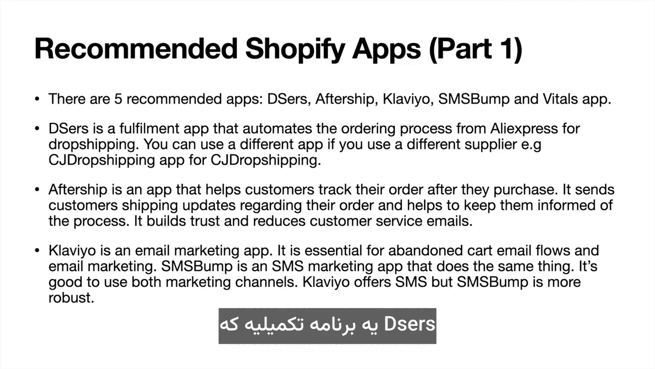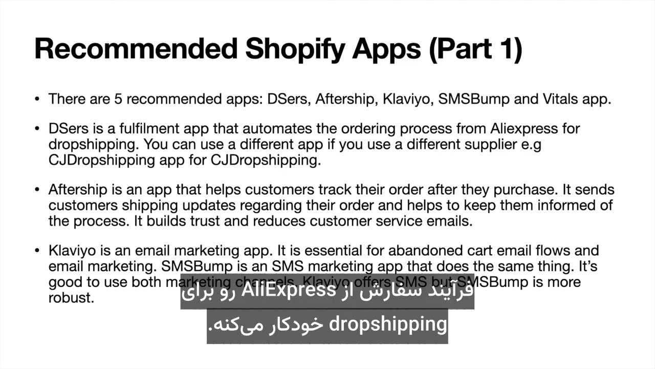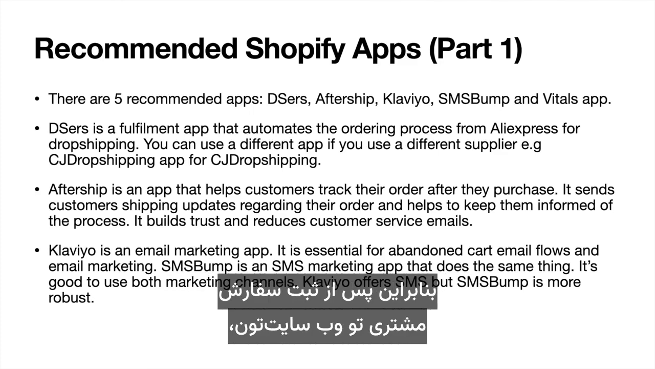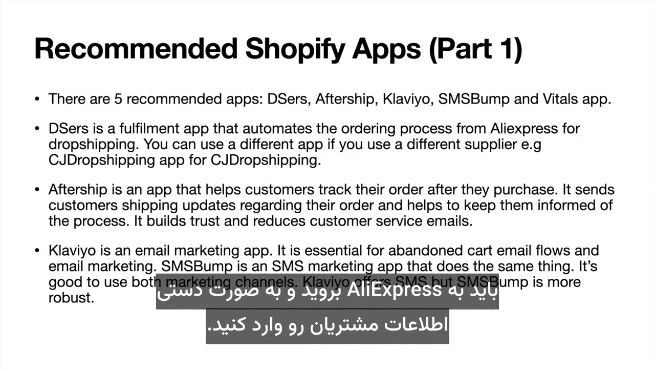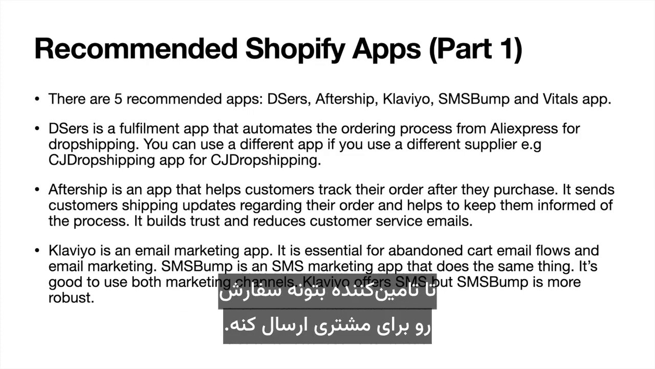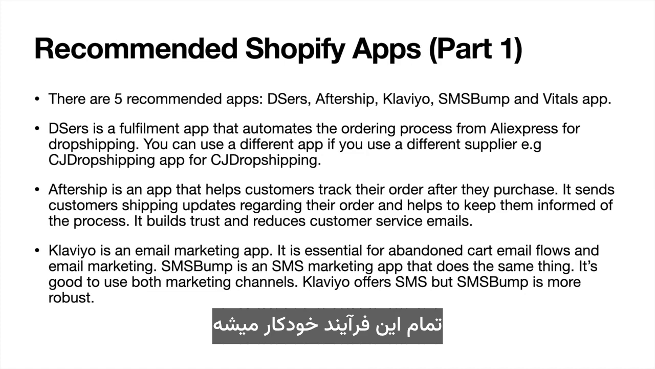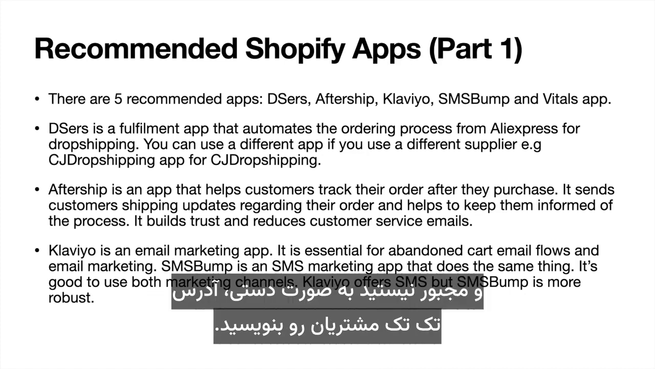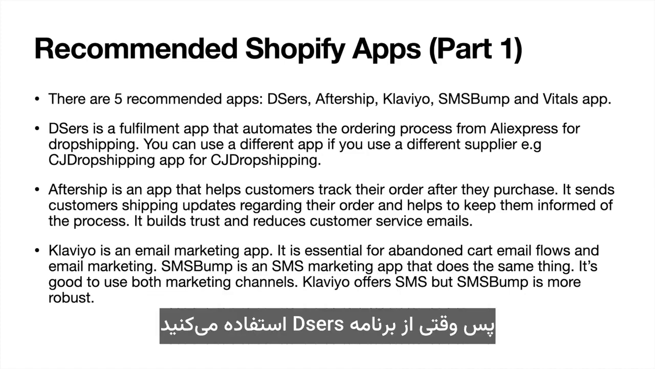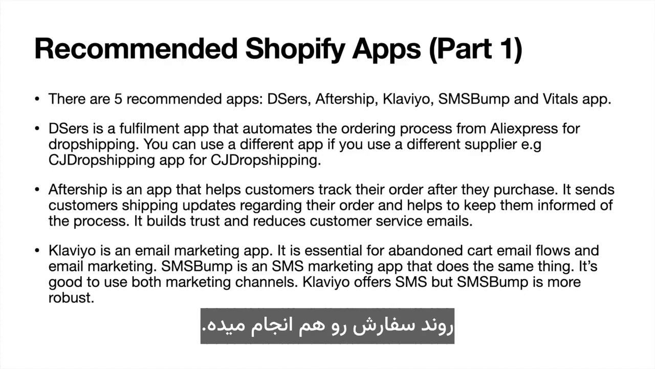Now DSers is a fulfillment app that automates the ordering process from AliExpress for dropshipping. So after a customer places an order on your website, you need to go to AliExpress and manually put in the customer's information so the supplier can ship the order to the customer. When you use an app such as DSers, this entire process gets automated and you don't have to sit there and manually write every single customer's address. So when you use the DSers app, it automates the ordering process.